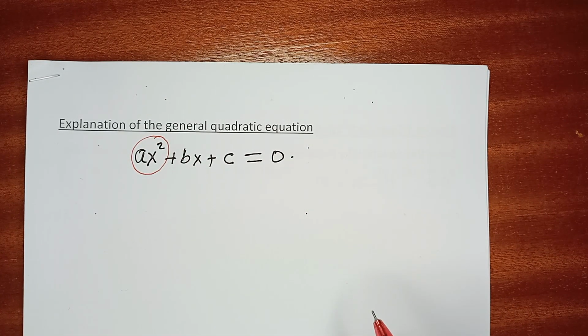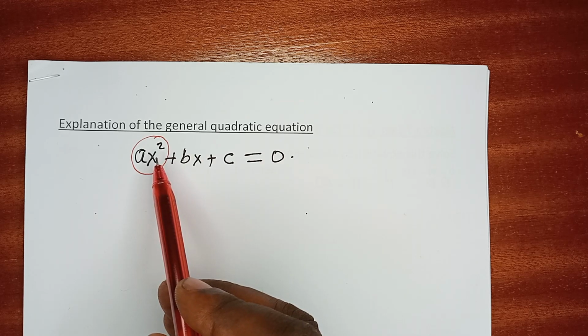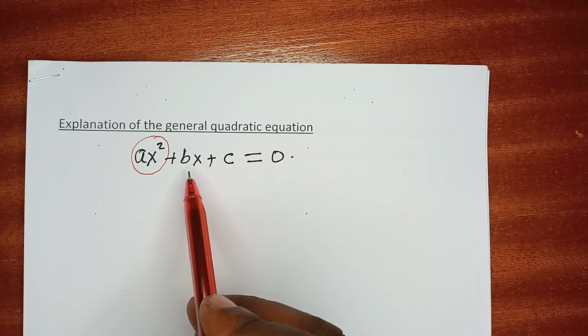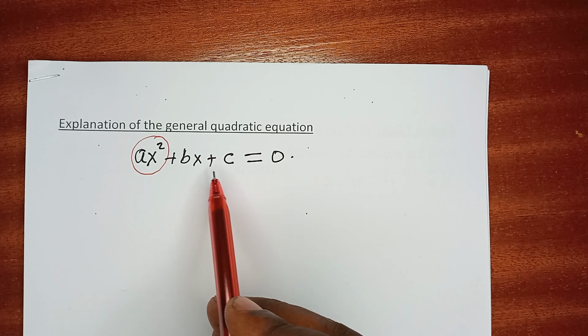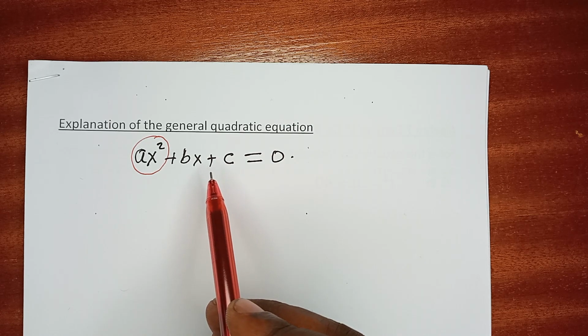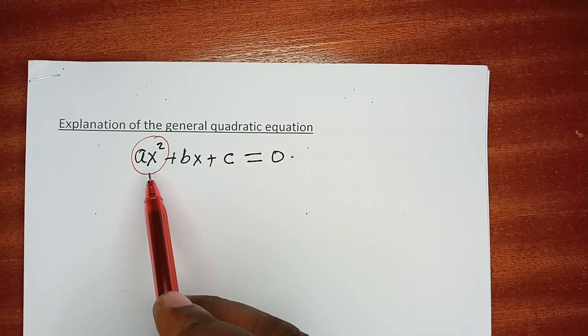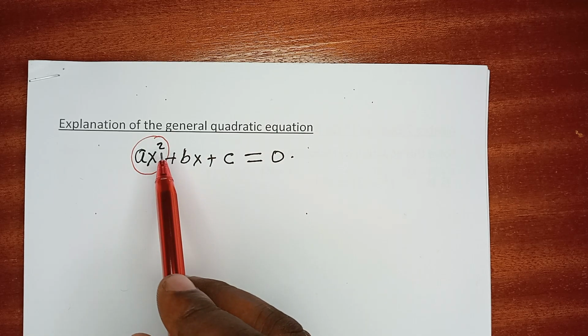If that term is not there or it does not exist, then the equation will not be quadratic, because for it to be quadratic, the variable x has to be squared. The rest of the terms are not mandatory, and we are going to find examples on this. So the general quadratic equation must have the feature ax squared.